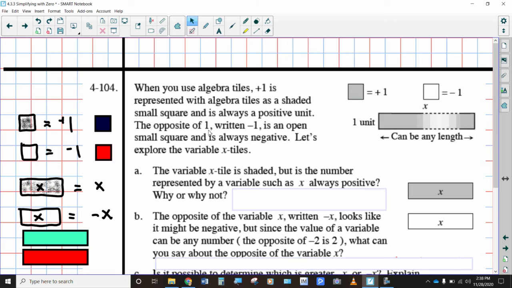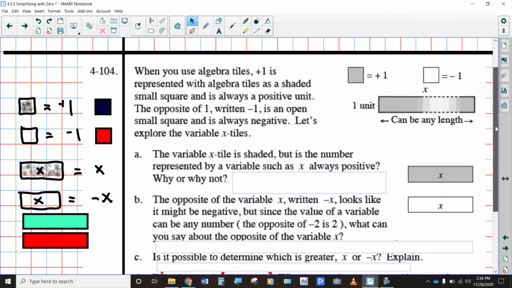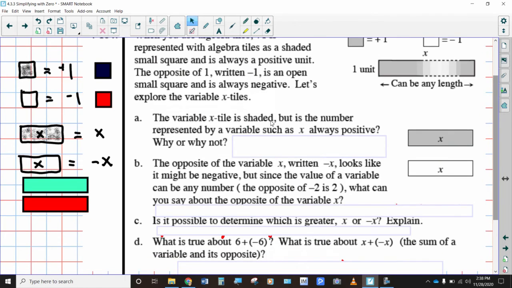Okay, so the opposite of 1 is written as -1. That is an open small square or a white square. So now what happens when we have x's? The variable x tile is shaded, but is the number represented by a variable such as x always positive? And the answer to that is no, it's not always going to be positive. I just like to think the shaded value of x, or the "positive" value of x, is just its real or actual value.